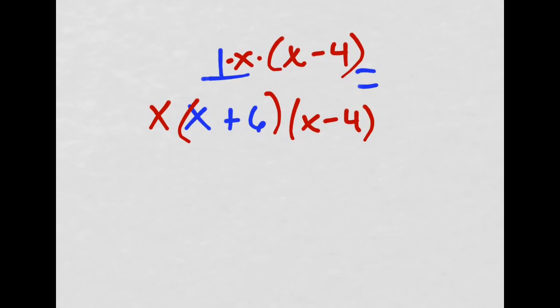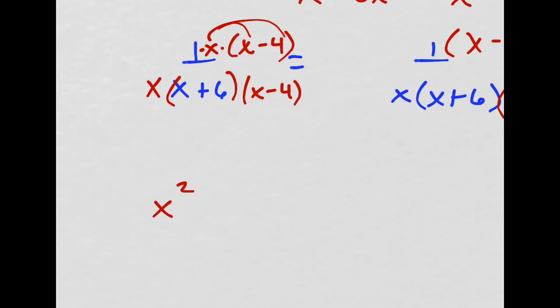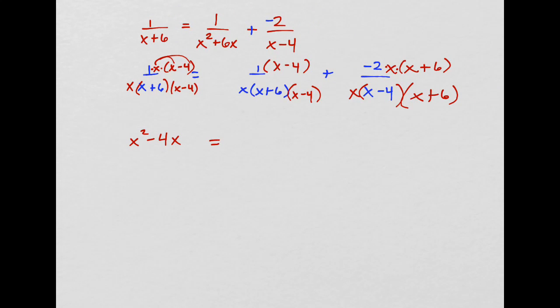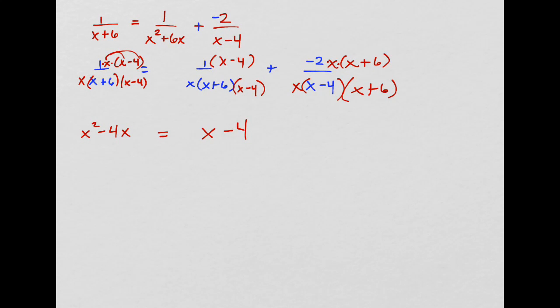So here I would have x squared minus 4x. There is a 1 in front of this, but it doesn't really matter if we write it or not. Equals, because that equals sign. x minus 4. And then minus 2x squared minus 12x.